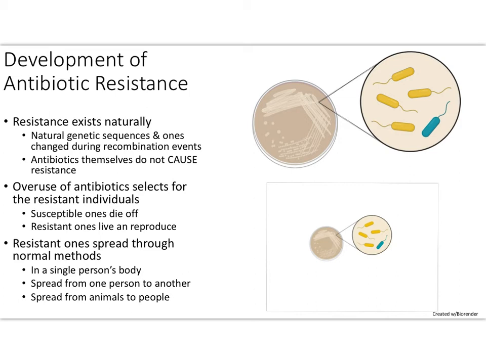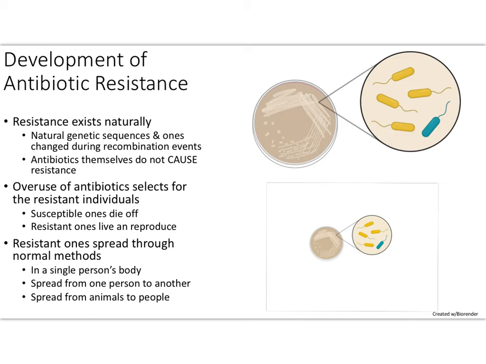What they do is, when you introduce an antibiotic into a population of bacteria, that acts as what we call a selective mechanism or a selective factor. That antibiotic creates a situation where the bacteria that are naturally resistant to the antibiotic will survive and reproduce, and the ones that are naturally susceptible to the antibiotic will die off and not reproduce. So overuse of antibiotics ends up selecting for resistant individuals.